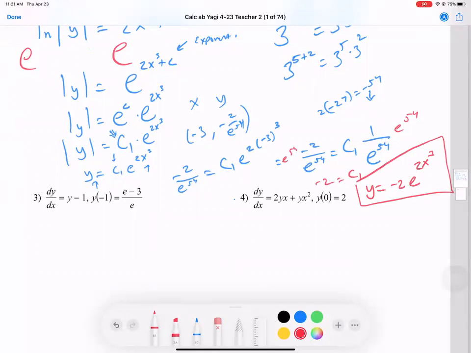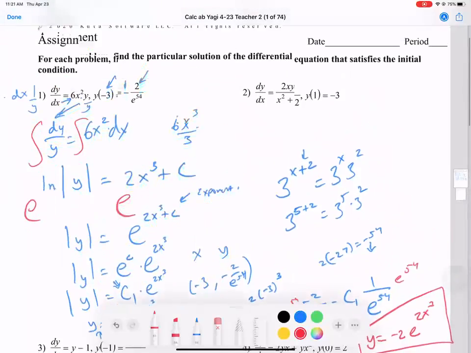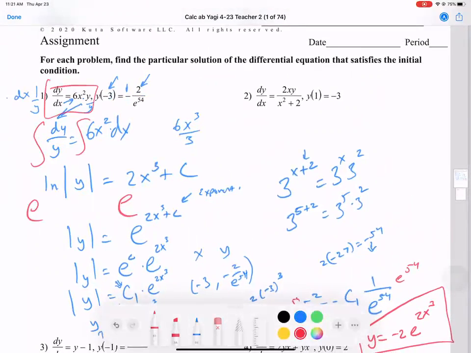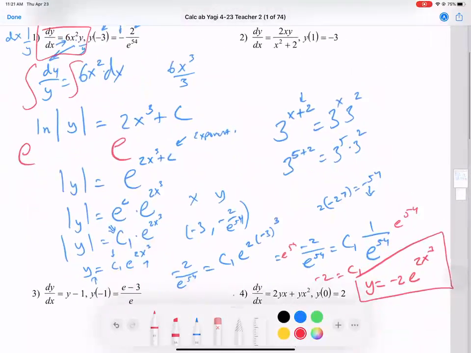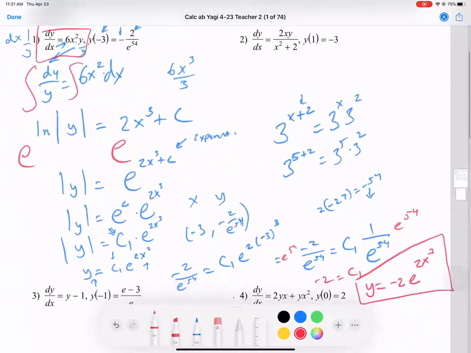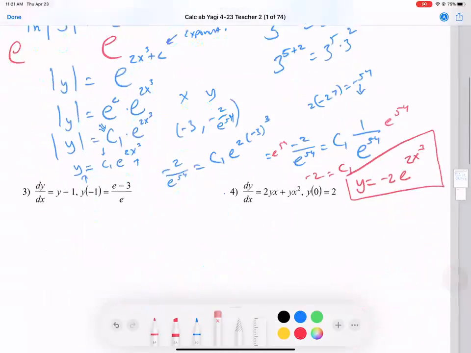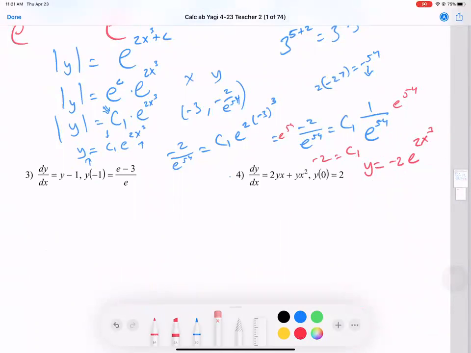Now, to verify that this was the actual answer, we could take the derivative, and that eventual derivative will give us this value here. We could follow up with plugging in the x and y. If I plug in x is negative 3, let's go try it. If I plug in x is negative 3, we said that negative 3 cubed is negative 27. 27 times 2 is 54. Negative 2 over e to the 54, and that is our y answer.